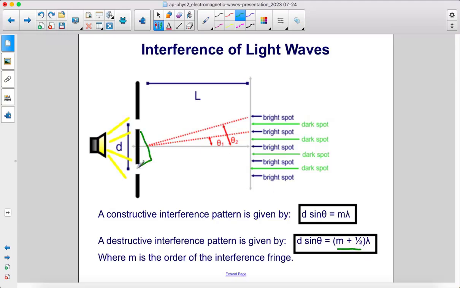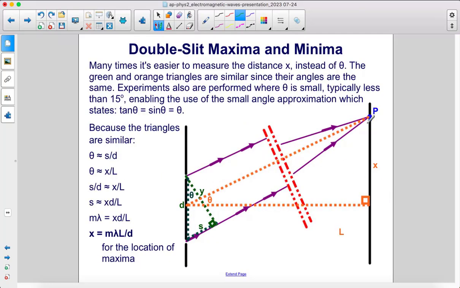If the extra distance traveled, d sine theta, is equal to 1.5 wavelengths or 2.5 wavelengths, that's where you get a dark spot. And remember, m is going to be the order of the interference fringe. So the first bright spot will have an m value of 1. The second bright spot will have an m value of 2, and so on. Many times it's easier to measure this distance x instead of theta, since you can measure this with a ruler, right? If you did this experiment and you had an observation screen, you could just put a ruler and measure the distance to the first maximum, whereas measuring the angle would be much harder.